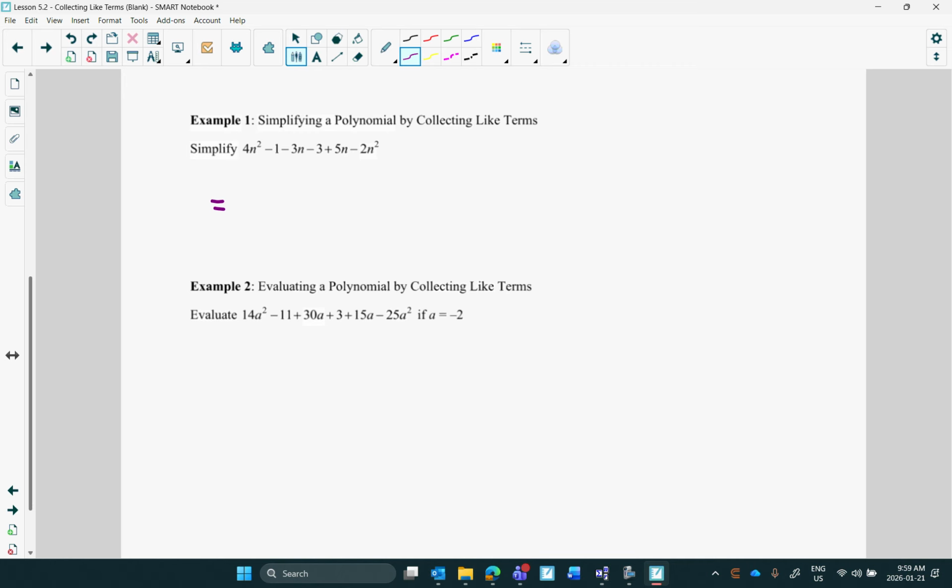Anybody want to take a shot? Squared, 2n squared plus 2n plus 2n minus 4. Minus 4. So you can get... Remember, always look at the signs in front.